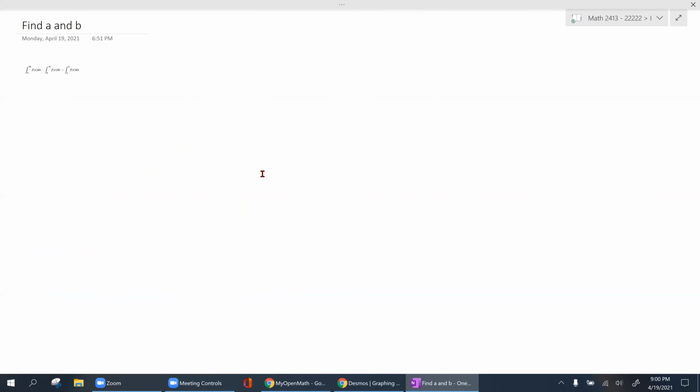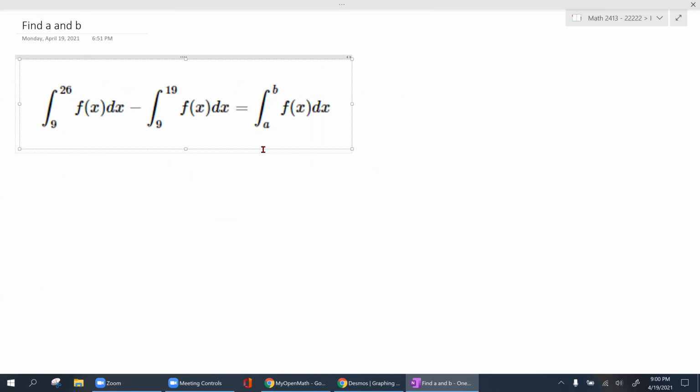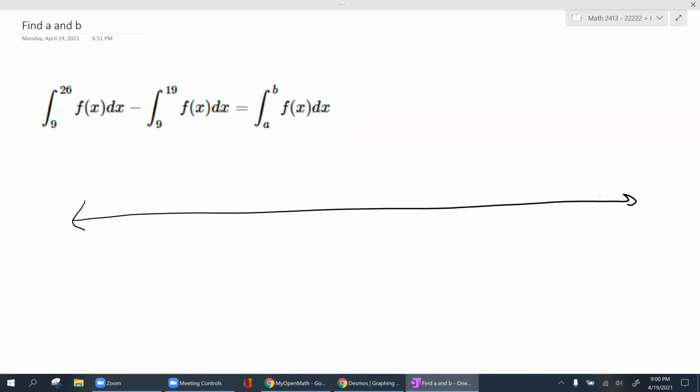So I was talking about how you can split things up. You may have to do that whenever you're rewriting integrals. For example, here, I have this integral between 9 and 26, and I'm subtracting the 9 to 19 part of it. What is my new A and B point? One thing I like to tell students is that one of them is between 9 and 26, and I'm taking away 9 through 19.